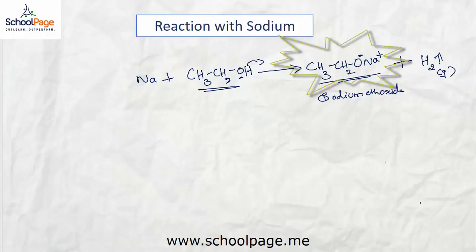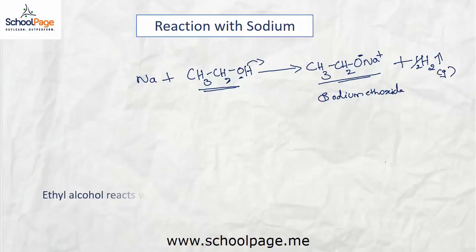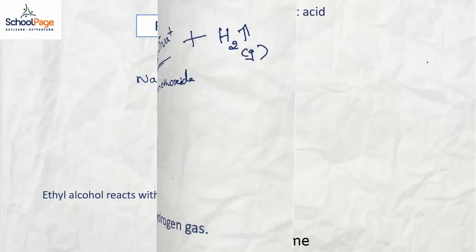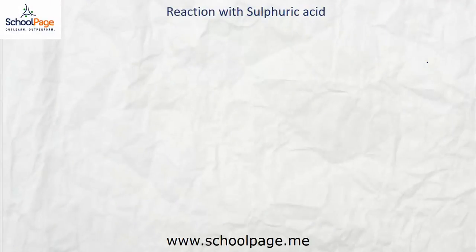So now let's balance the equation by adding half here, so that balances the equation completely. Now we understood that ethyl alcohol reacts with sodium to form sodium ethoxide and hydrogen gas. Now let's move on to the next reaction of ethyl alcohol with sulfuric acid. Let's write the reaction here.